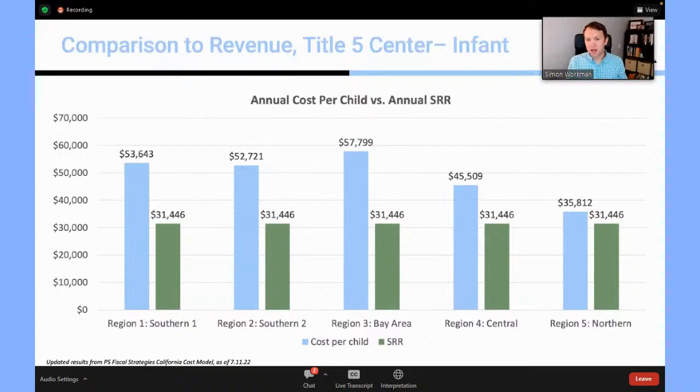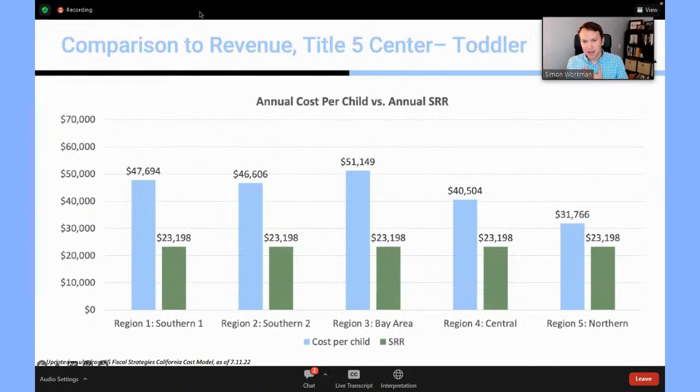Of course, there is not a regional adjustment to the SRR. So that's the green bar there, the SRR is the same across the regions, but we put it out there separately so you can see the comparison in each of the different regions. And showing that, even though the SRR is higher than the RMR, the cost is, of course, higher in this scenario. So the gap still exists there. The toddler slide is next. Similar gaps still there, if not slightly bigger.